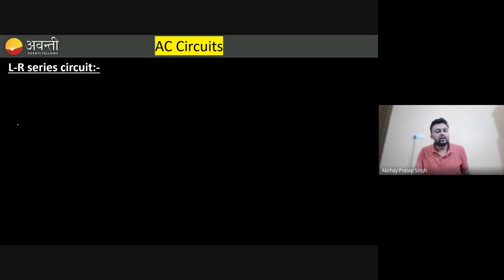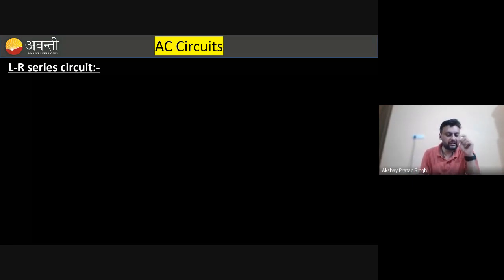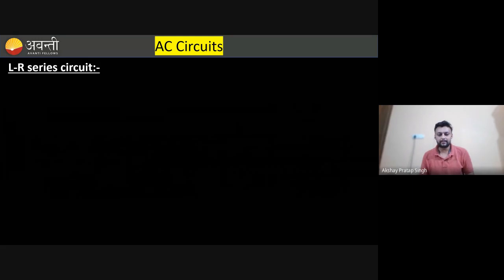LR circuit. Now we will focus on one combination of circuit in which we will deal with the combination of L and R. After that, there are other combinations like LC circuit, like CR circuit, but we will not go with that. You need to learn it here. After that, we will directly move towards the LCR series circuit. So be focused, be alert in this circuit.